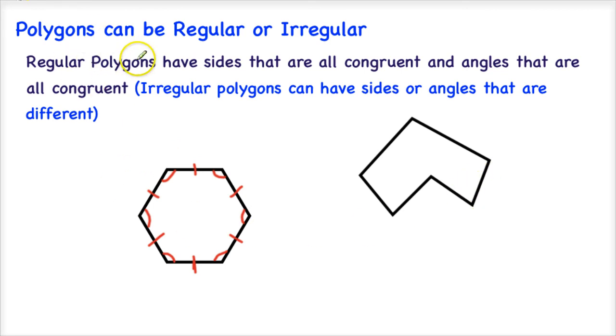So those are the different classifications. Our polygons can be convex or concave, and they can be regular or irregular. So bring your notes with you to class tomorrow. We'll do some examples, we'll do some practice problems, and then we'll also talk about area and perimeter, which is something that we're probably already a little bit familiar with.